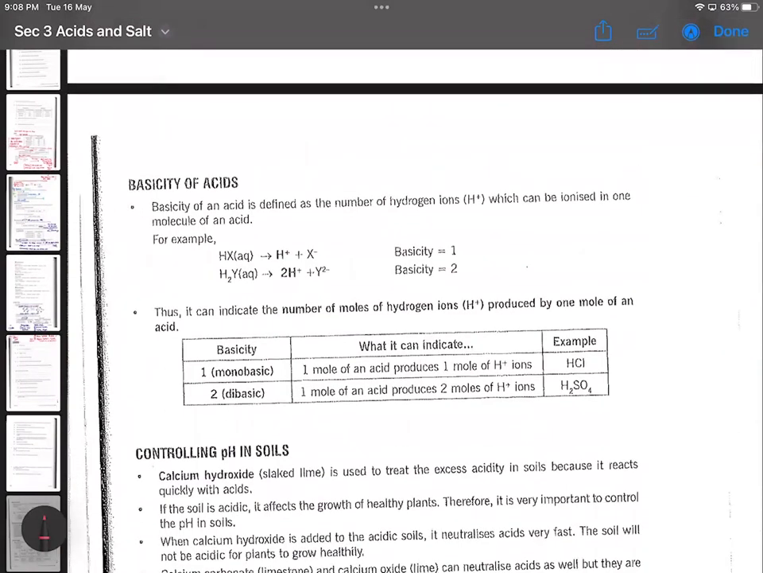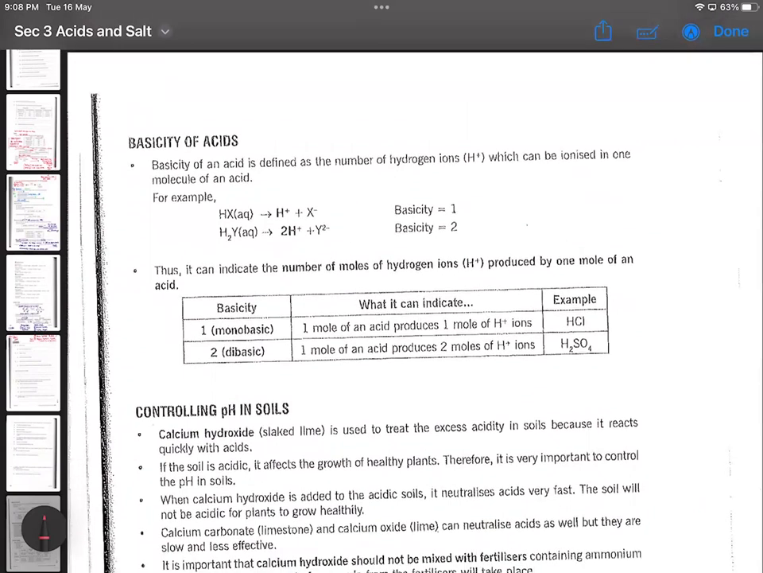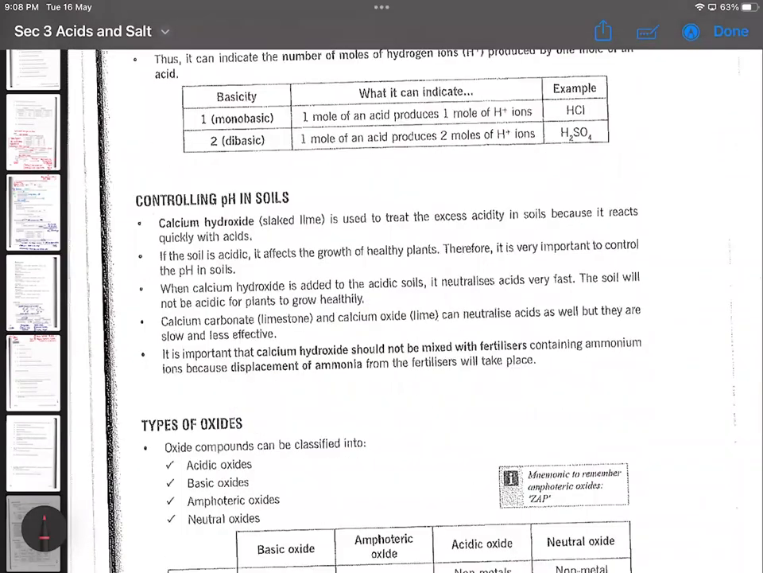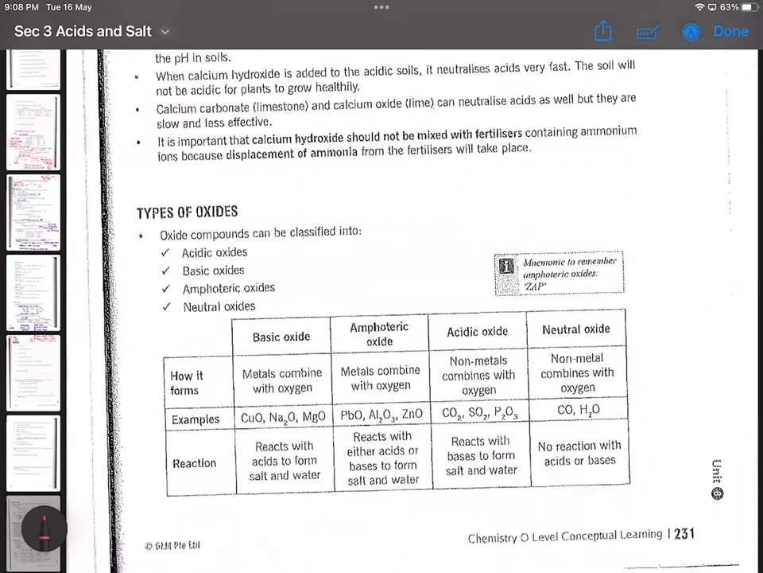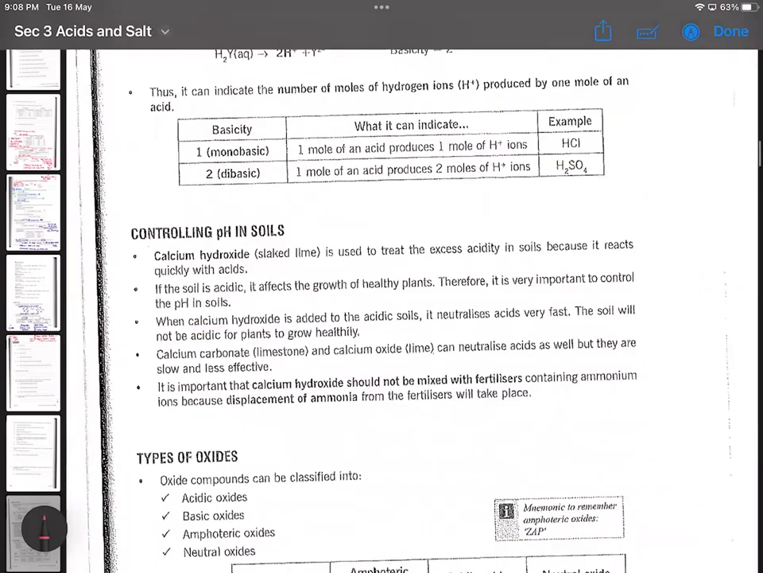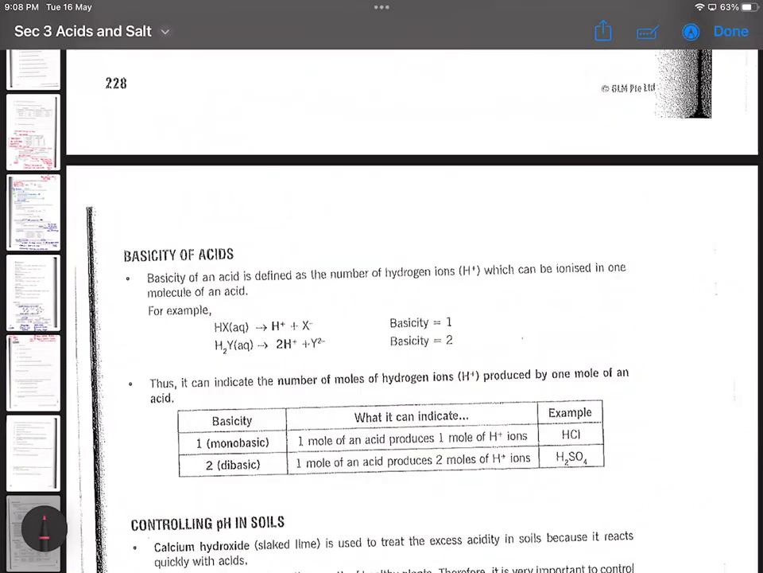Almost there already. Basicity of acids. This is for acids only. Controlling soil and types of oxide, not doing today, otherwise it's content overload. I'll just settle the last part, basicity of acids. What this says is basicity is loosely defined as the number of hydrogen ions that can be ionized in one molecule of acid.